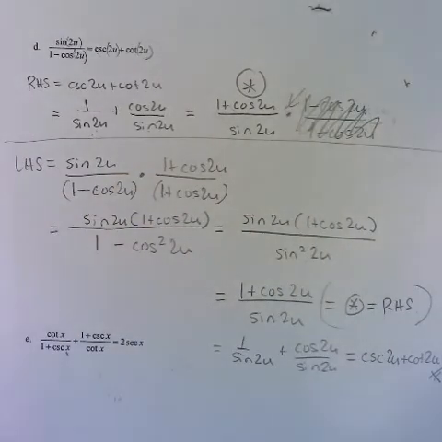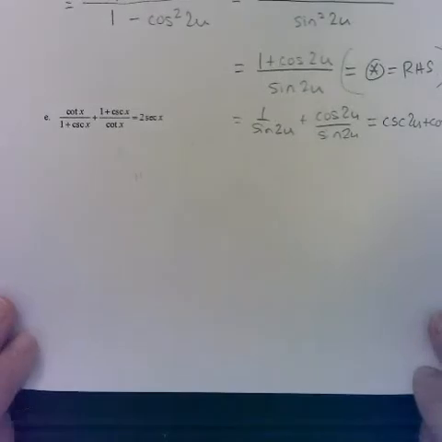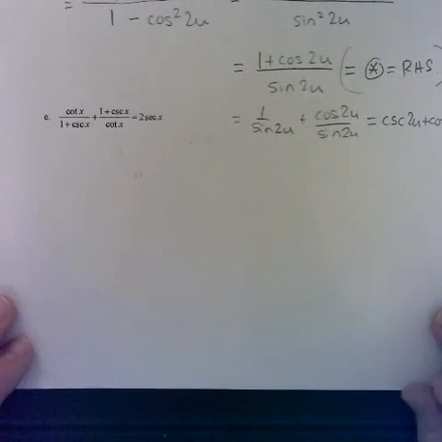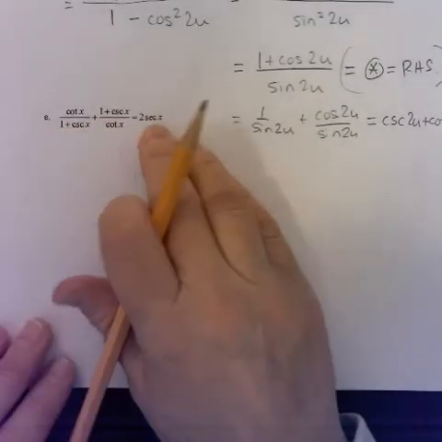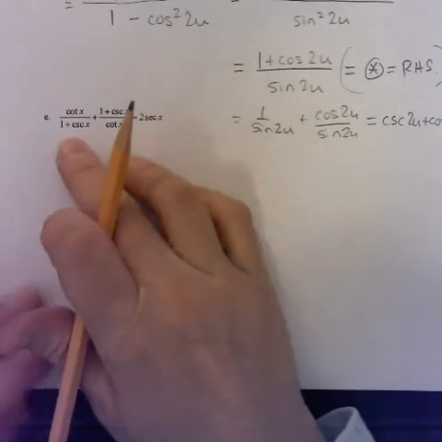Either way. All right, let's do the last one. E has a real clear-cut side to start on, and there's lots going on here, and this is just 2 secant x. So I'm going to start on the left-hand side.